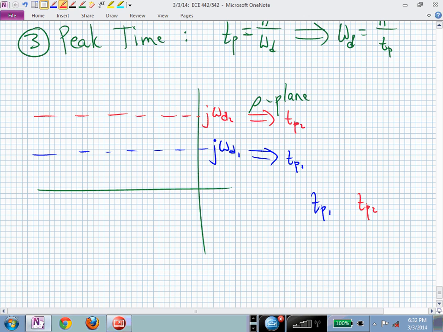TP1 as a number is what relative to TP2 as a number? It's greater, isn't it? So here we have TP1 is bigger than TP2. If we want to decrease our peak time, which I'm using lowercase t sub p, then we need to push our imaginary part further away from the real axis. That will decrease our peak time.